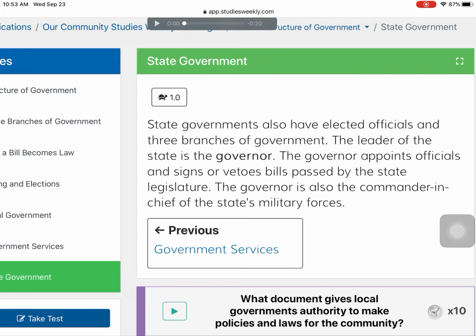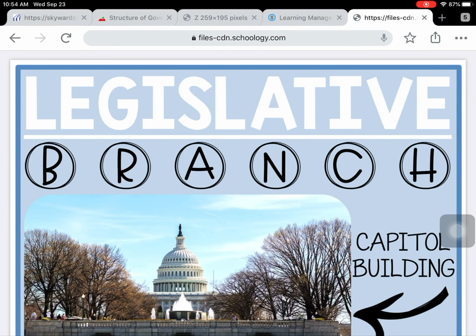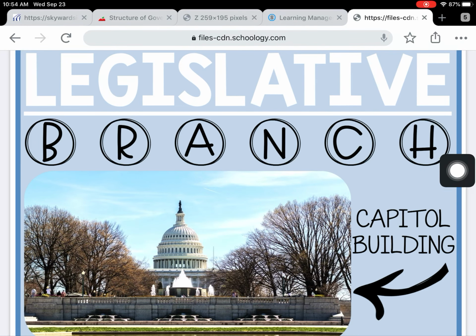So, just like our overall government, we have our three branches of government within our state government. All right, so think about that. We have three branches of government in our state government. What does that mean? That means, just like on our other page here, we have a legislative branch for just the state of Michigan. That is going to be held in our Michigan State Capitol building.